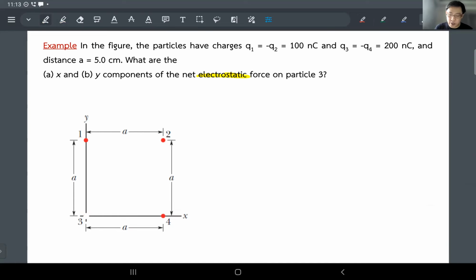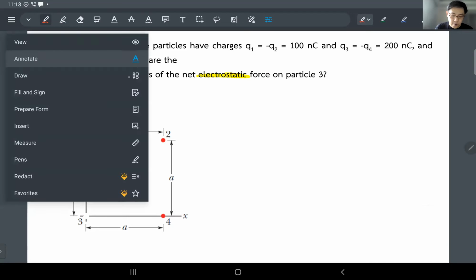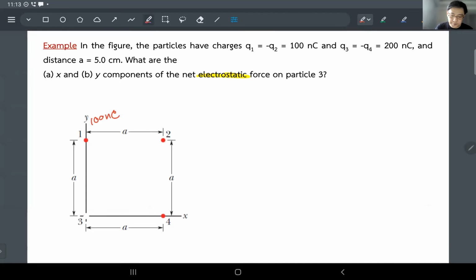So let's start from charge number 1, shall we? The charge number 1 up here, let me put 100 nanocoulomb there, and let me use the color red. The good thing about this one is it's positive, so the electric field will point away from it. So let's start with the red one. The electric field due to charge number 1 will point down at the location of charge number 3. Everyone still with me? So far so good. Keep going. What about charge number 2?